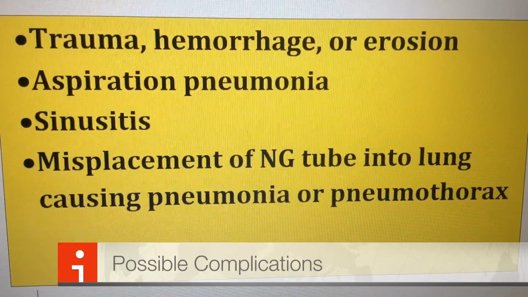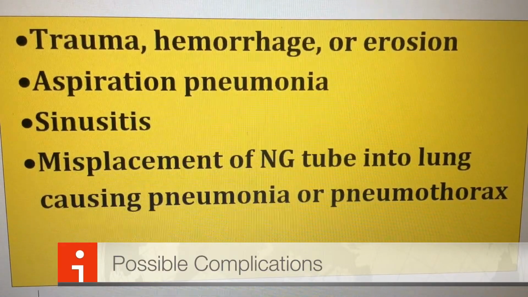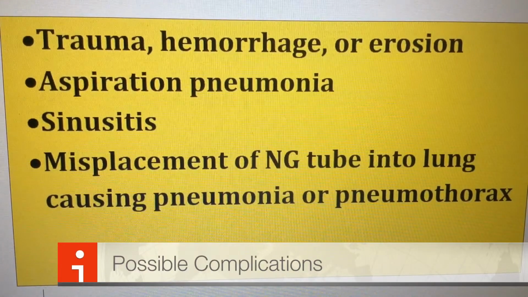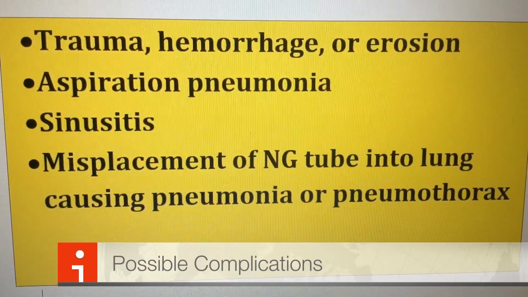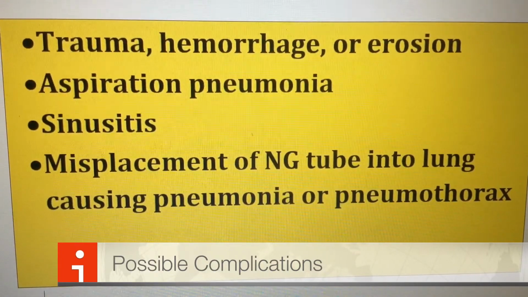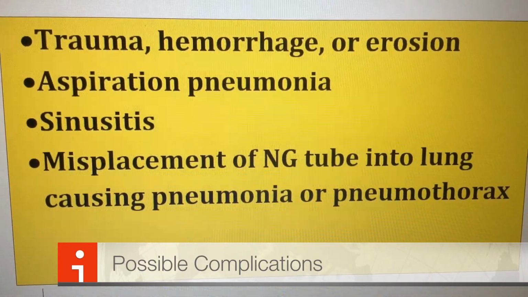Potential complications include trauma, hemorrhage, and erosion of the affected structures from the nose to the stomach, aspiration pneumonia, sinusitis, and misplacing the NG tube into the trachea and lung, causing pneumonia or pneumothorax.